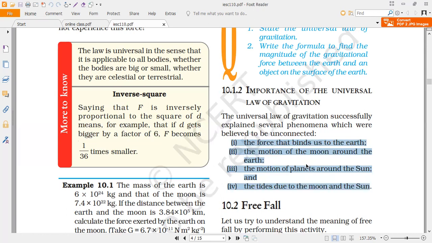Very simple points. Next one, if you stand in front of the beach or ocean, you can see the tides come up and down. Yes or no, everybody? Tides will come or not? Water will come to the front and go back. So the tides are happening due to the moon and the sun, because of the gravitational force of attraction of the moon and the sun, which causes the formation of tides on the earth. So these are the 4 importance of the universal law of gravitation.